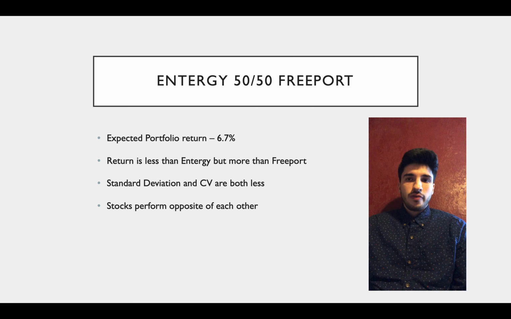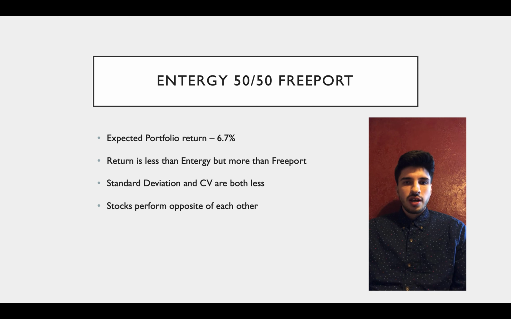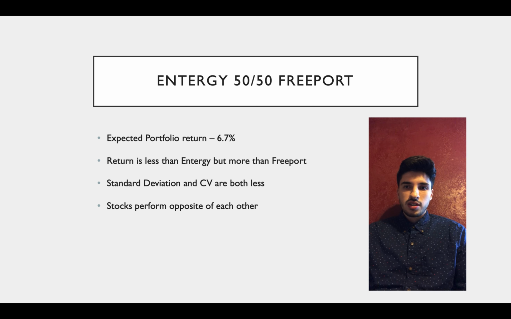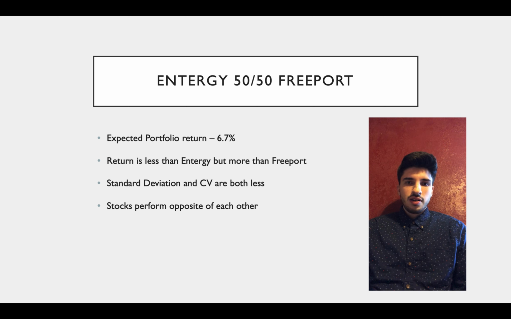Now I'll talk about a portfolio consisting of 50% Entergy and 50% Freeport. The expected return for this portfolio was 6.7%, which is less return than Entergy and more than Freeport. The standard deviation and coefficient of variation are both less in this portfolio, which means it's less risky. Since the stocks perform opposite of each other, it cut down on risk.